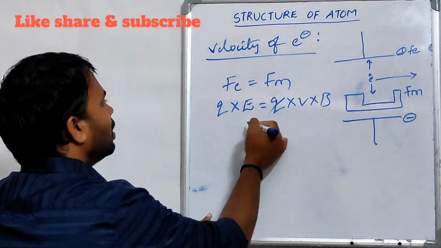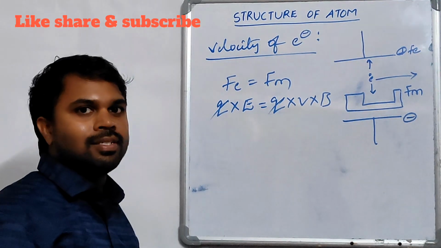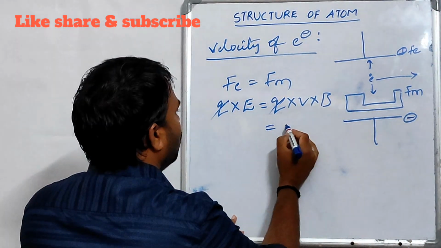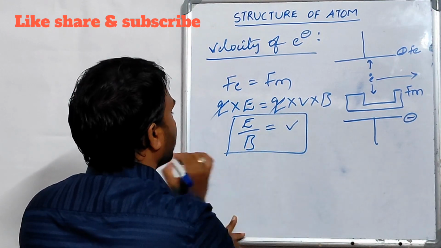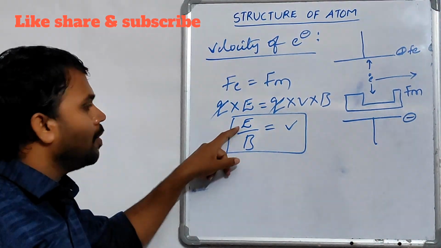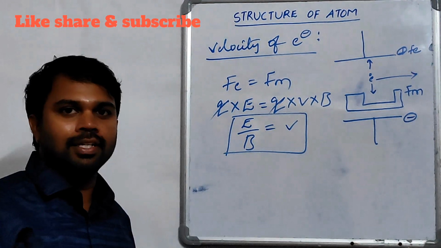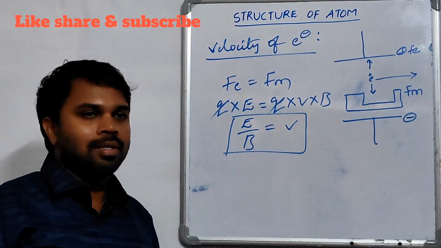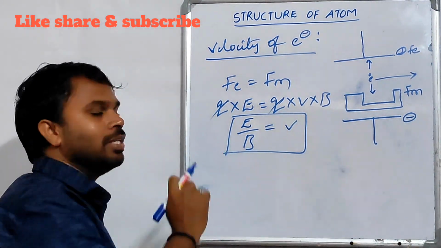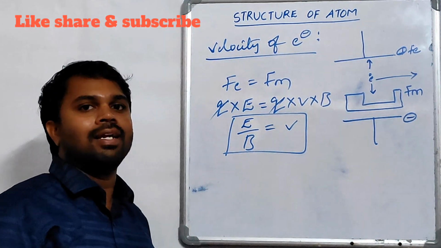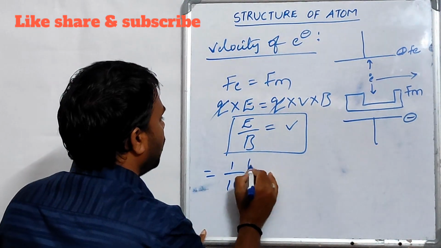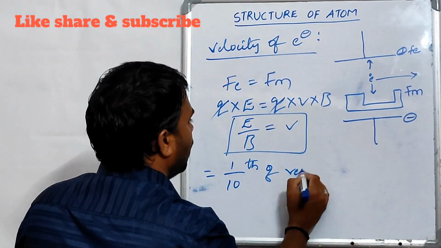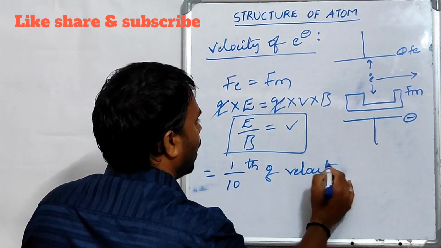On both sides, Q gets cancelled. From this, we get the value of V: V equals E by B. E is the electric field strength, B is the magnetic field strength. He knows both values. By substituting these two values in this formula, he calculated the velocity of the electron, which equals 1/10th of the velocity of light.